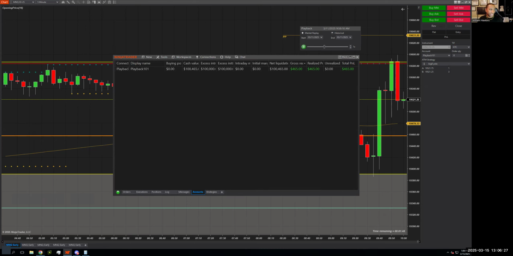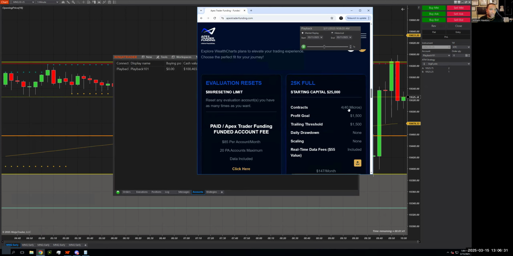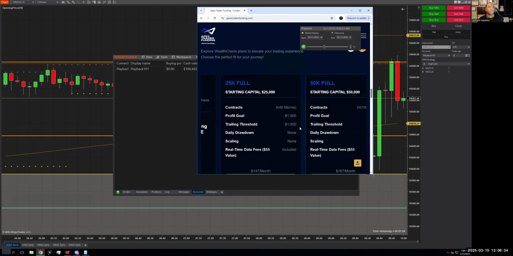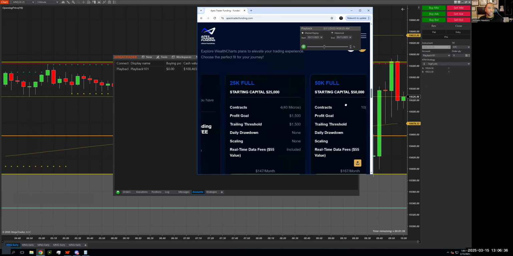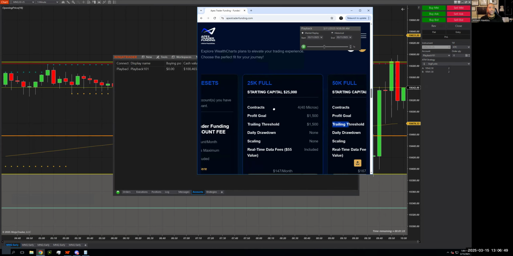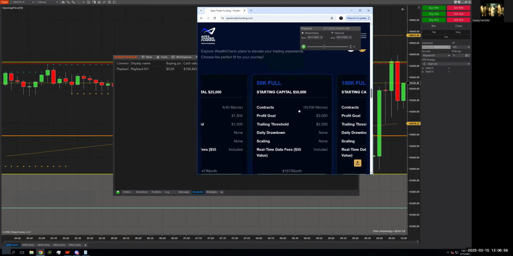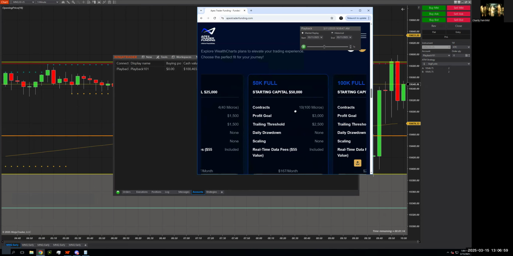A 50K account can use more micros. Let me see. On a 25K, you can use 40 micros. You can use up to either 4 minis or 40 micros with Apex. And I think with Bulenox you could do 30 micros or 3 minis. In a 50K account, you can use 100 micros, and I mean 10 minis. I wouldn't recommend it, but you can.